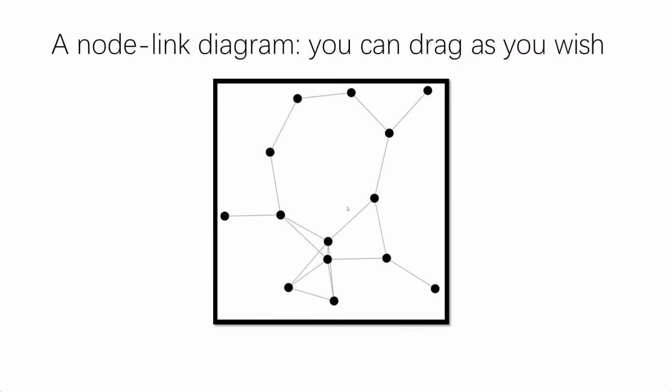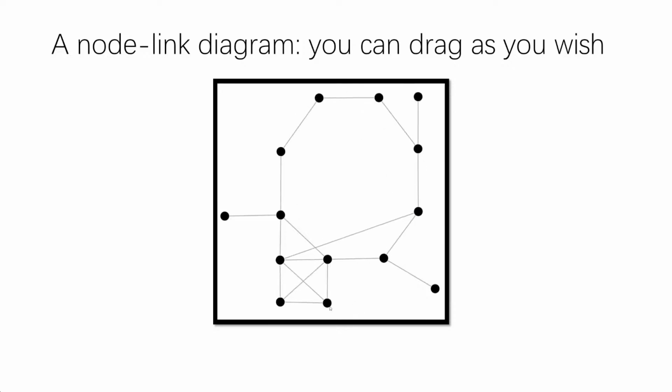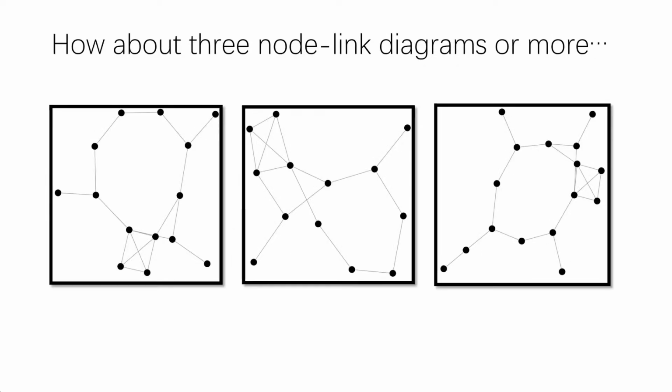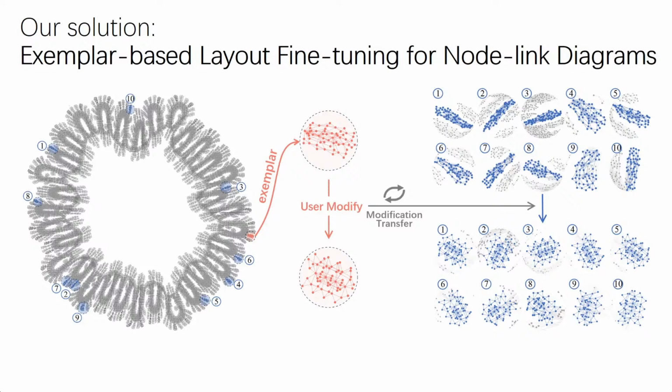Hi, everyone. This is a work about graph visualization. With one node-link diagram, dragging a node can change the layout of the diagram as you like. But how about more diagrams? Dragging nodes can be laborious. Please come to our talk about exemplar-based layout fine-tuning for node-link diagrams. We will give you our ideas.